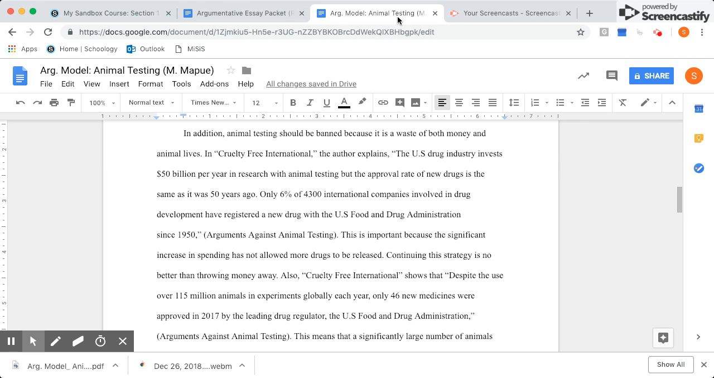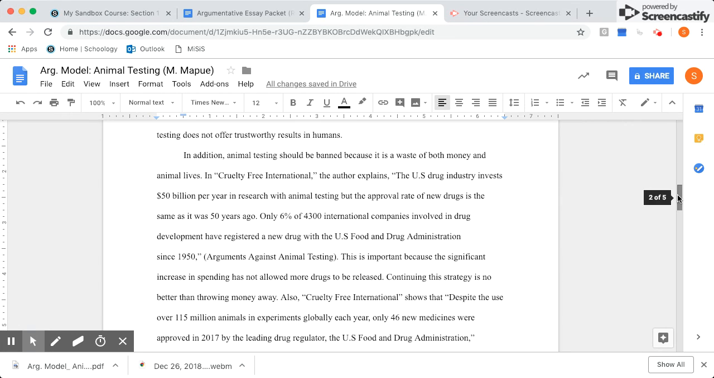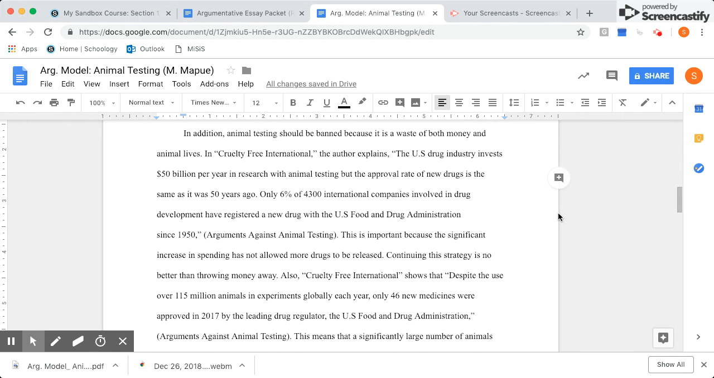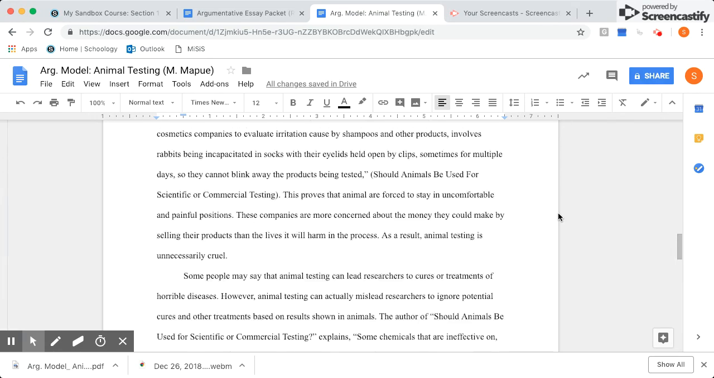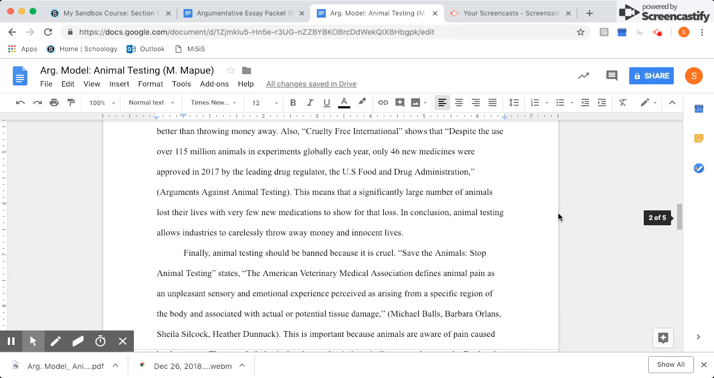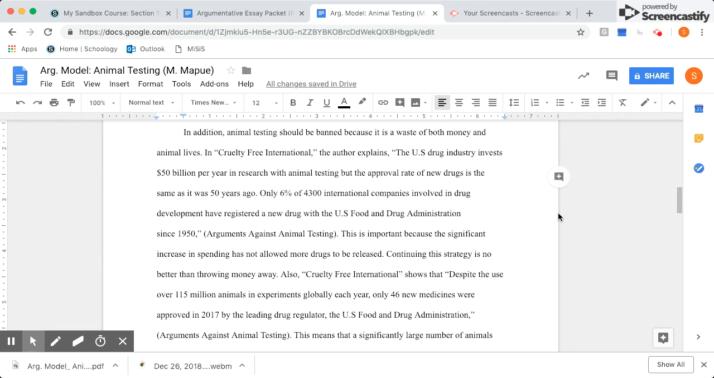Now on to the example. So I've chosen the 3rd body paragraph. So if you're looking on, it'll be on page 2. Okay, so, sorry, I'm in the wrong one. Oh no, excuse me. I'm in the second one, my bad. Okay, I'm in the second one, it's on page 2. So in addition, animal testing should be banned because it's a waste of both money and animal lives. So animal testing, our topic, it's wasteful. So in our thesis, it talks about how it's wasteful. That is your reason. We are looking to answer how it's a waste of money and lives.